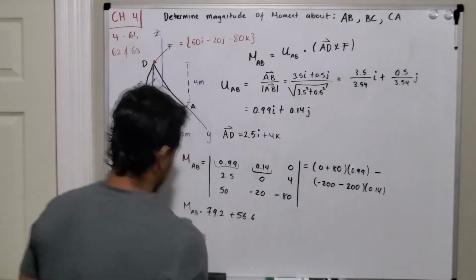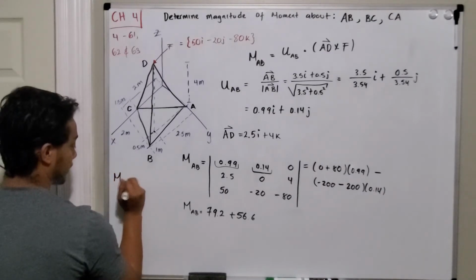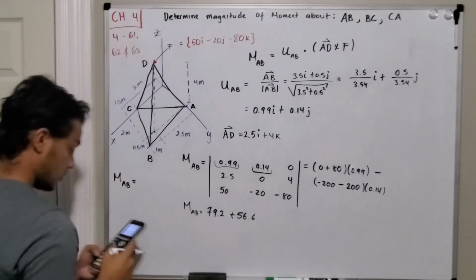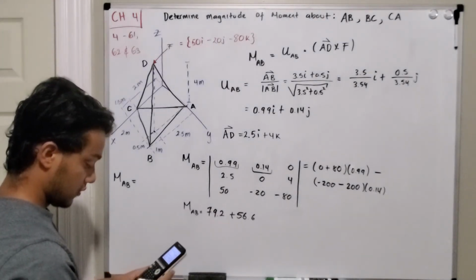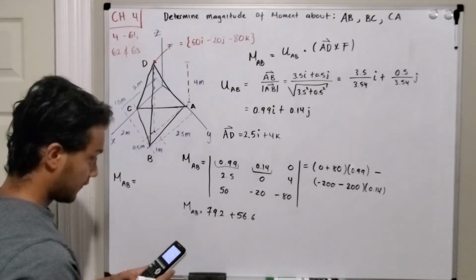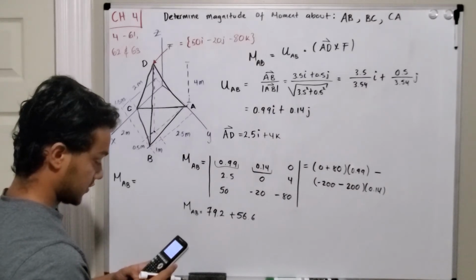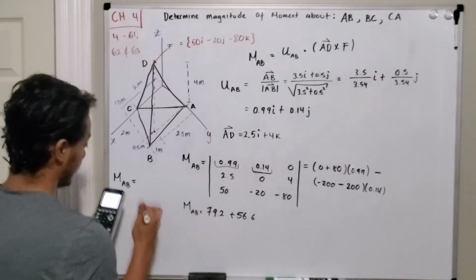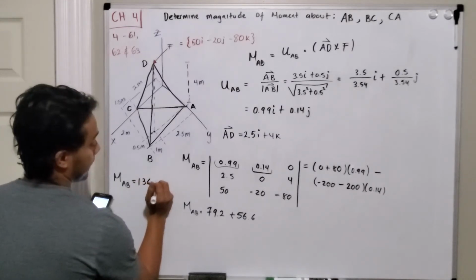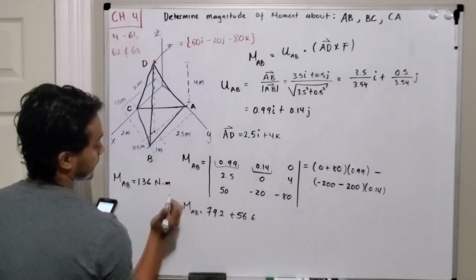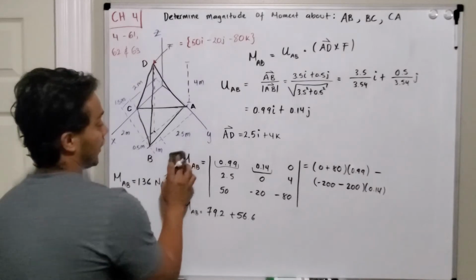56.6. And our answer, so I'm gonna put it here in a little corner, so after I erase we still have the answer, is going to be equal to 79.2 plus 56.6. And it will be equal to 136. This is newtons per meter. Okay? So we're done with our moment about AB.